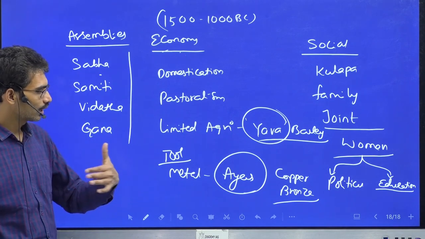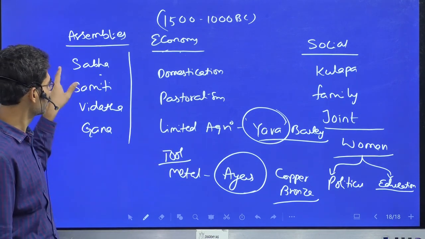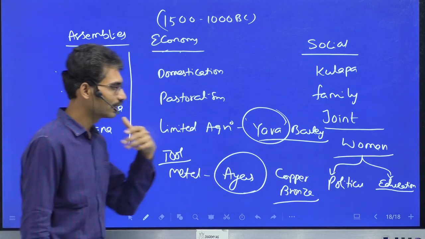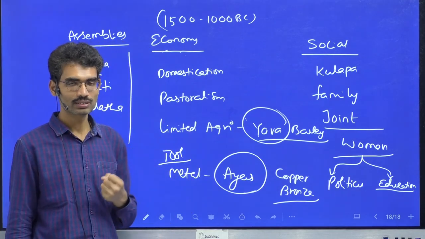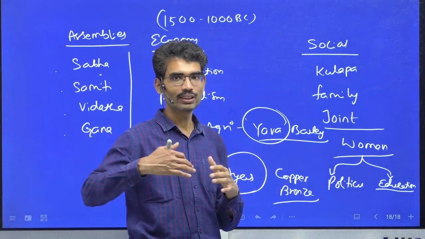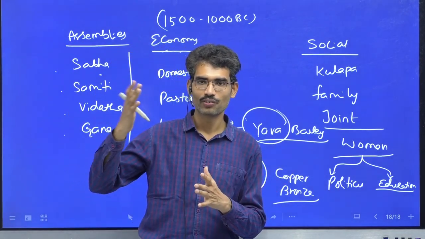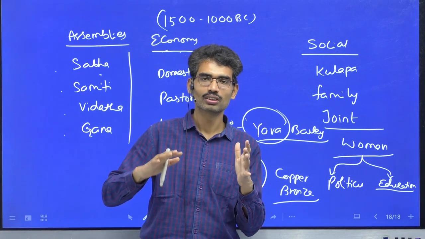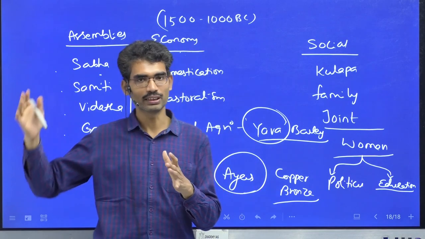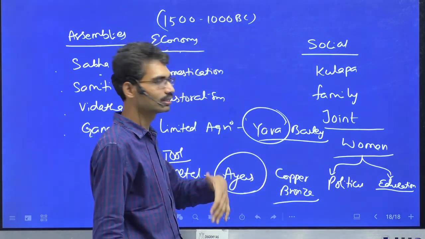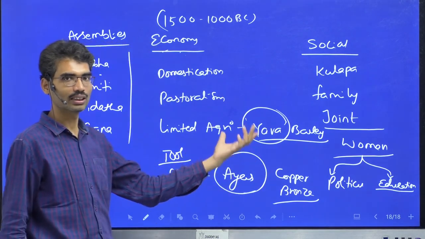Women were more liberal, educated, and politically active; they used to participate in Sabha, Samiti, Vidata, and Gana. They could choose their own husbands in marriage also. They had the freedom. That's why, in the modern time period, when social and religious reform movements were going on, Dayananda Saraswati called, go back to the Vedas. He meant this stage of life, where women were given a respectable position and equal treatment.